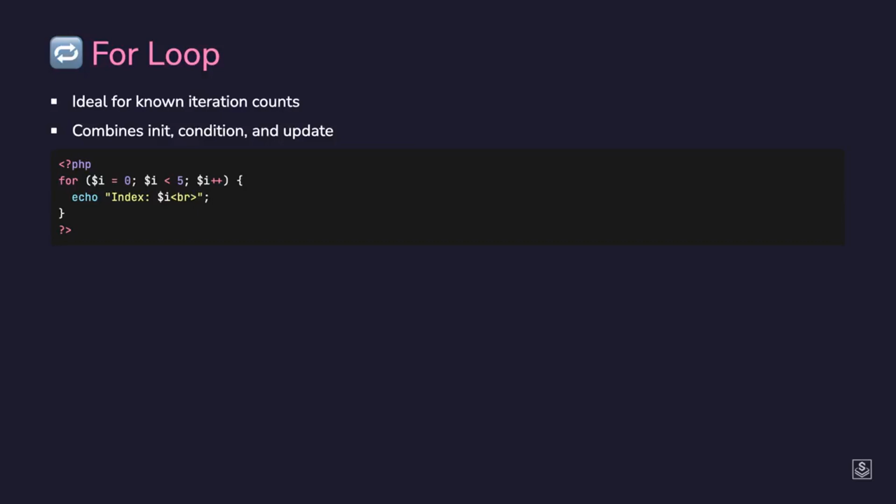The for loop is compact and ideal when you know how many times to iterate. It includes initialization, condition, and update in one line. In the example, $i starts at 0, loops while less than 5, and increments each time. This outputs index 0 through index 4.